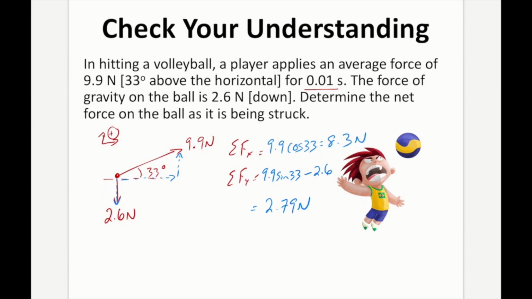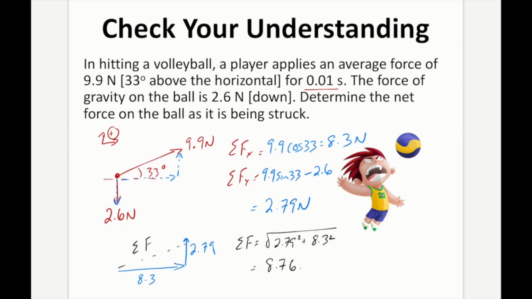So we're going to take our x component to the right, so it's positive 8.3. We're going to go up 2.79, and we're going to find the sum of these by taking the hypotenuse, which is that guy right there. So the sum of the forces is going to equal the square root of 2.79 squared plus 8.3 squared. And that equals 8.76 newtons.